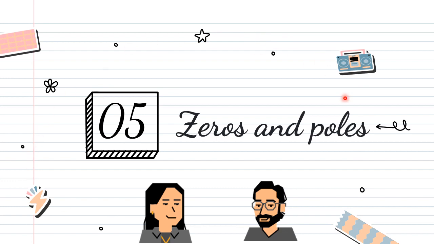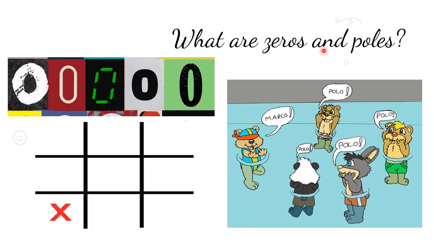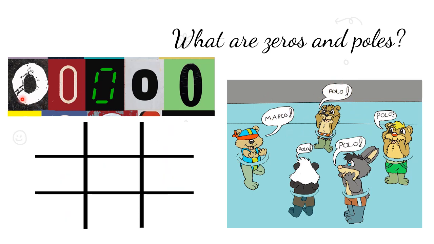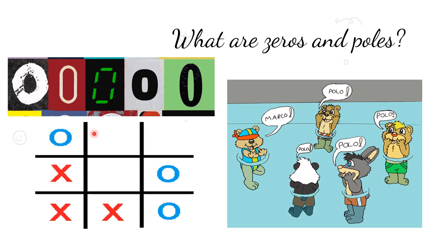Finally, zeros and poles. So, what are zeros and poles exactly? Do they have anything to do with the game called Marco Polo? Do they have anything to do with the number 0? Or do they have anything to do with the game called tic-tac-toe?